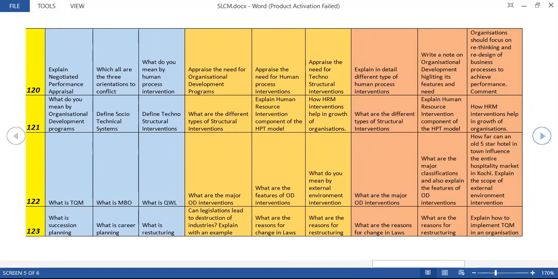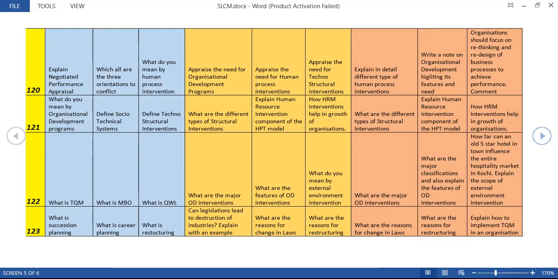Then for roll number 20, it's about negotiated performance appraisal. That is, performance appraisal means when fixing your salary, if it's just one side, that is, the boss is saying that you are going to get this much salary or this much salary hike only this year. So this is a one-way appraisal.